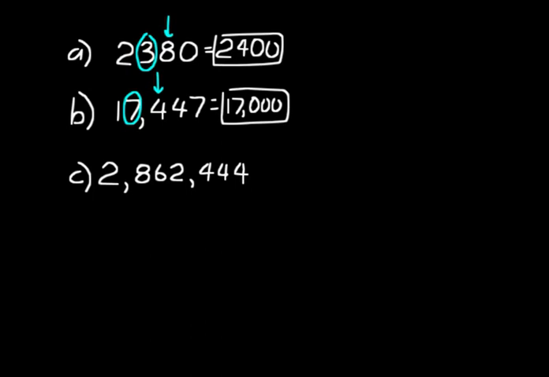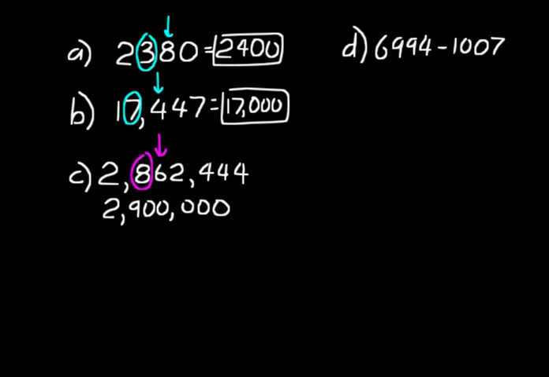Practice problem C, I want you to round that to the nearest 100,000. So circle the 100,000s place. That would be the 8. Put an arrow over the next digit to the right. That's the 6. That's greater than 5, so we'll round that 8 up to a 9. 2,900,000 is the answer.